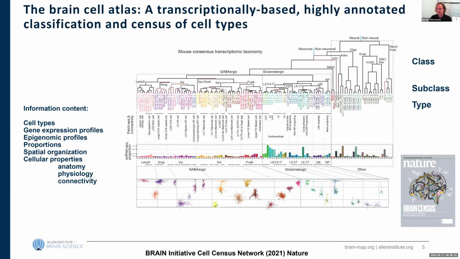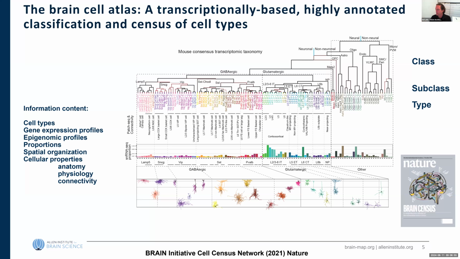A few years ago, the BICAN project had a really systematic effort to look at one part of the brain, the primary motor cortex, and really see whether this could work. If you brought together these various different ways of looking at the cellular organization of the brain, could you create a robust classification of types of cells? And it turned out that this was extremely successful.